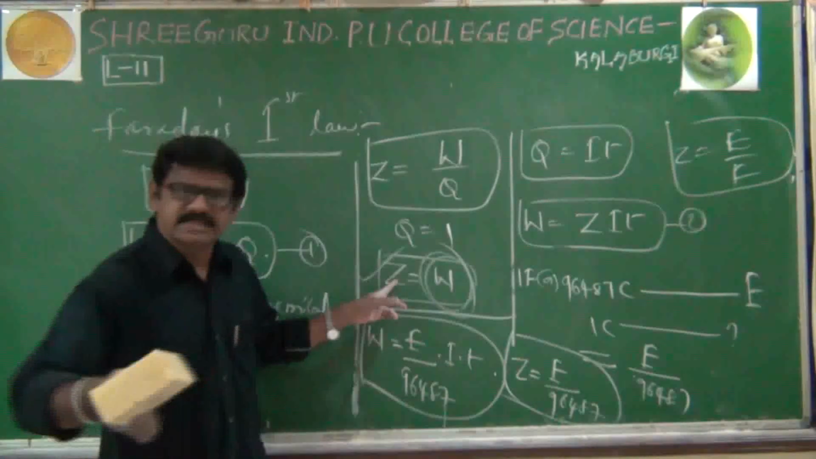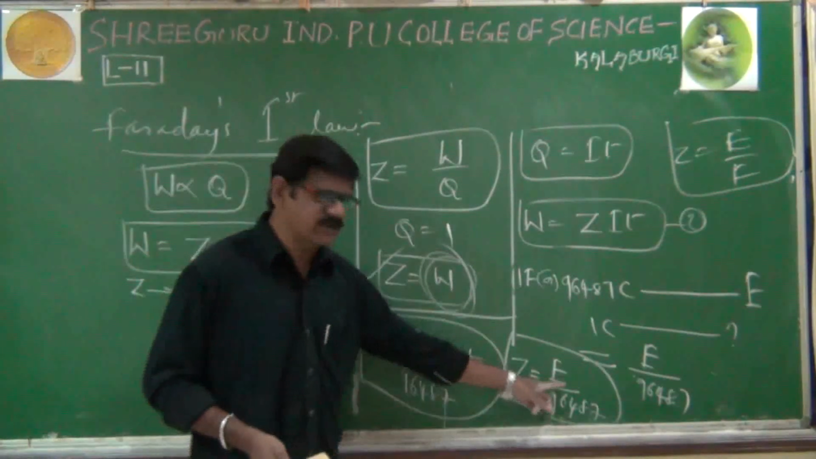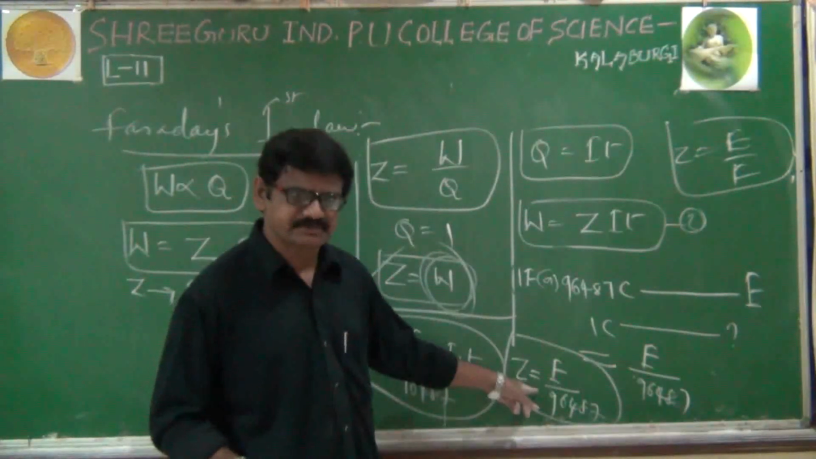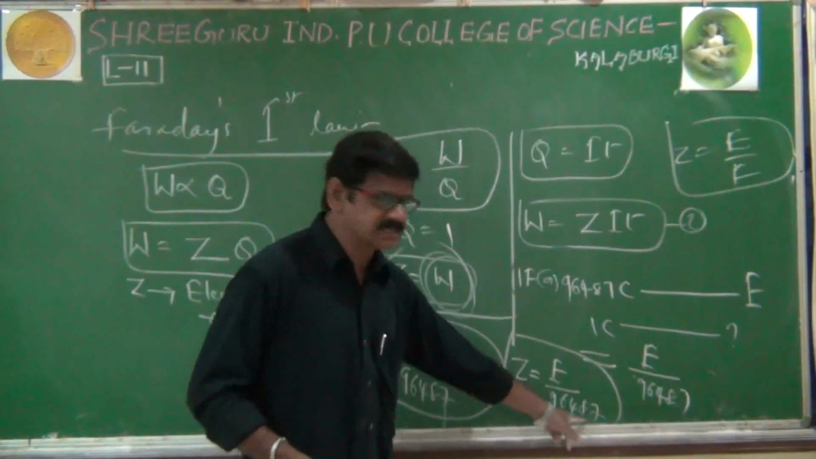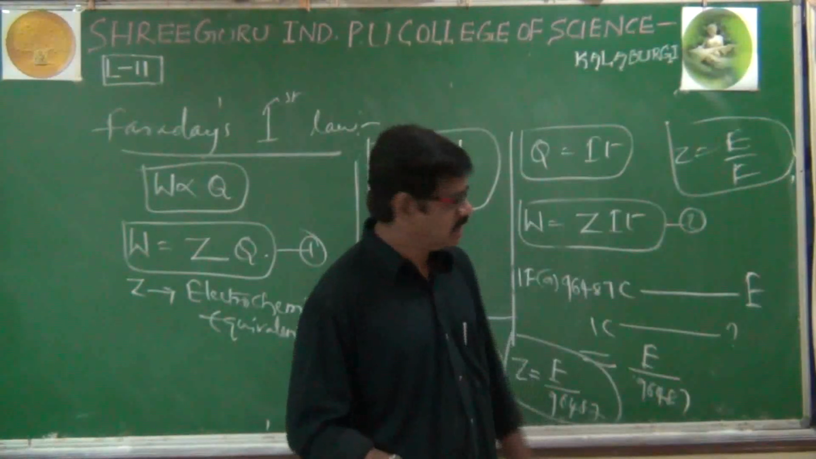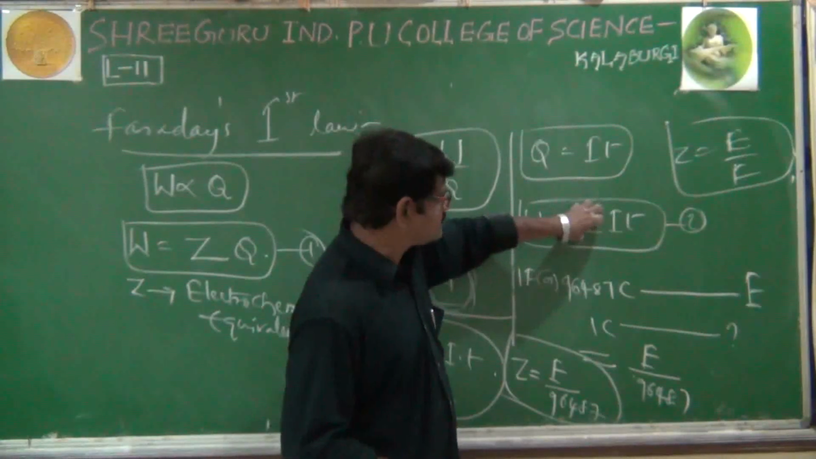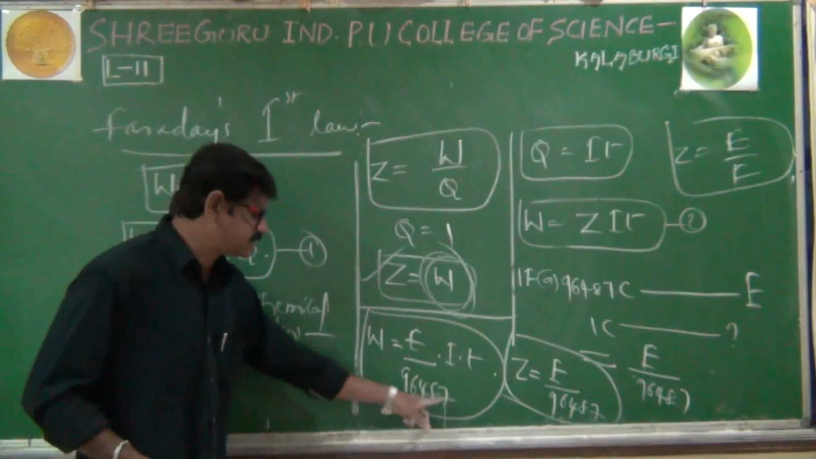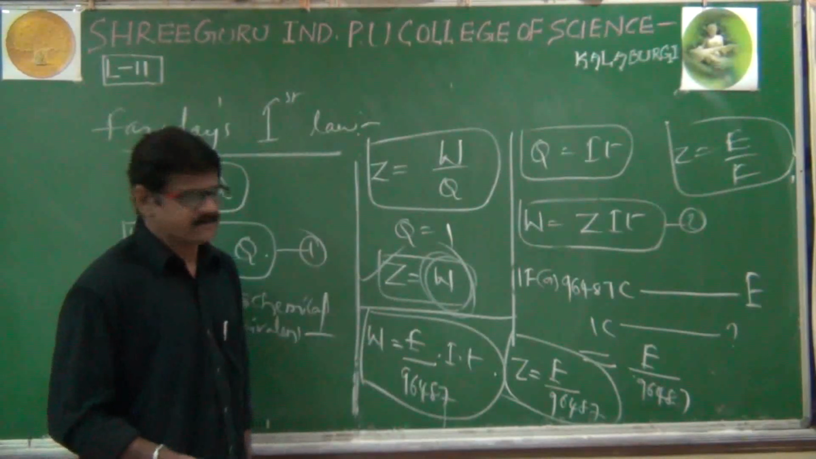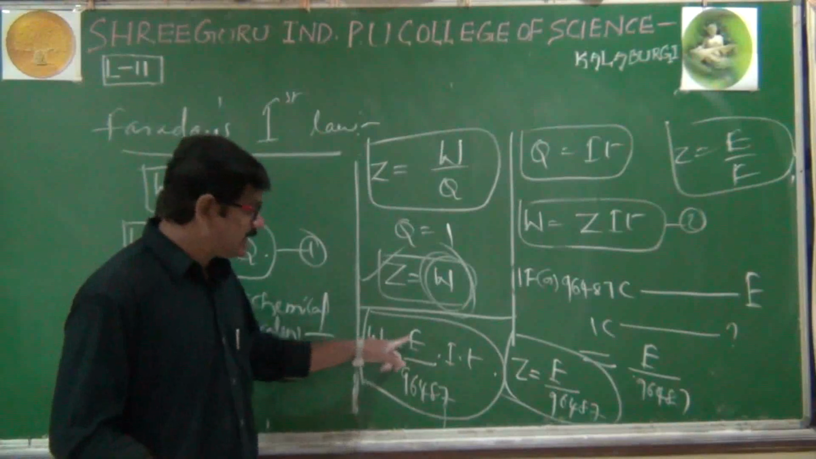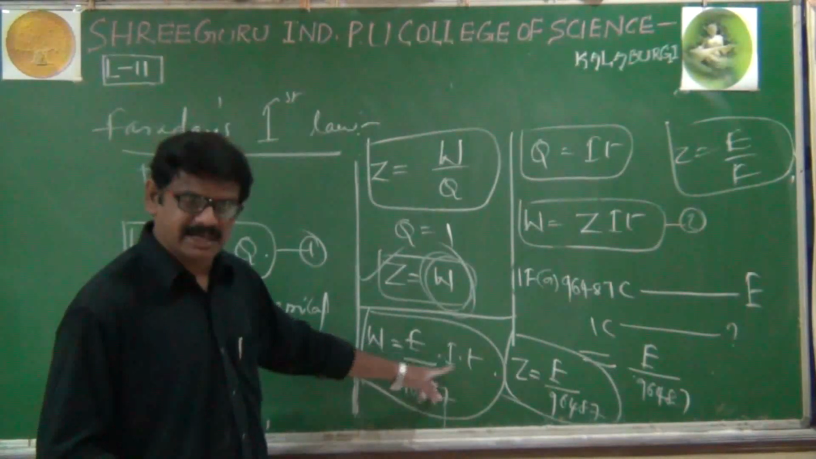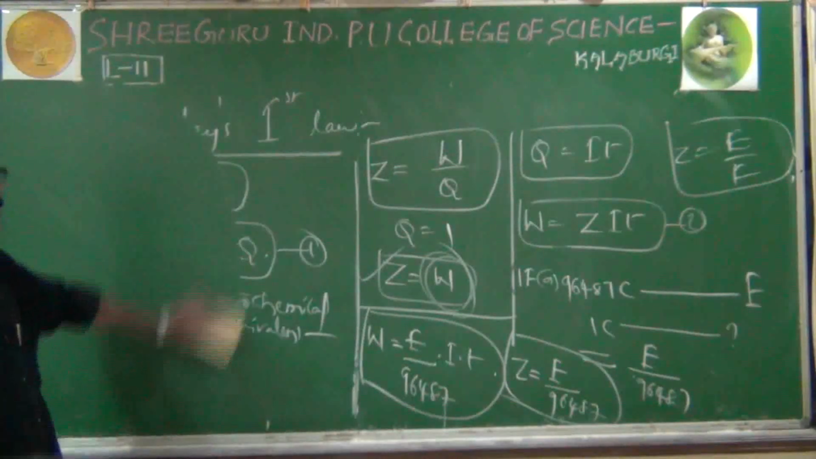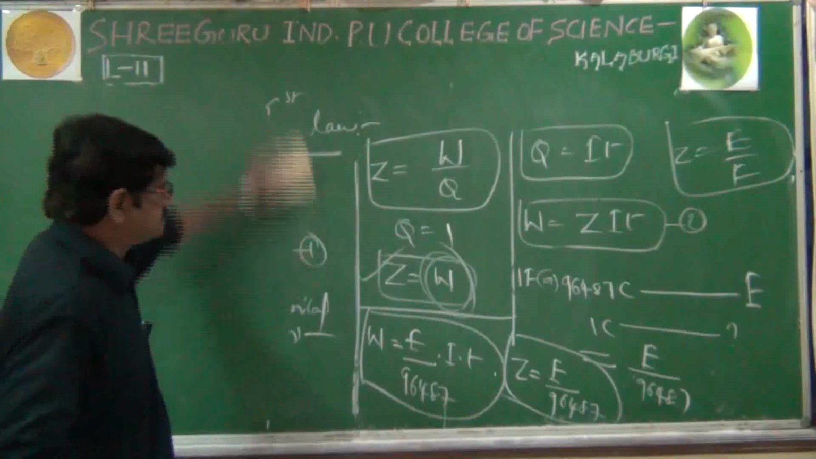Therefore E by 96,487 is the amount of substance deposited when 1 coulomb of current is passed. Z has the same meaning, so we equalize both. Z equal to E by 96,487, or Z equal to E by F. In the second formula, in place of Z, we substitute this one. Therefore, the final formula is W equal to E by 96,487 into I into T. Here W is mass of substance deposited, E equivalent mass, I current in amperes, T time in seconds. Now, based on these formulas, we'll solve some questions.